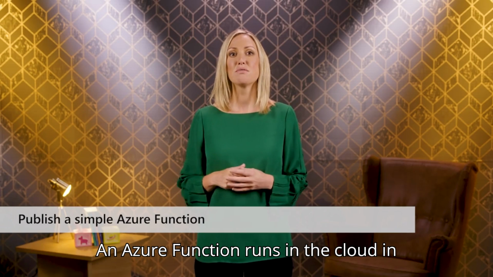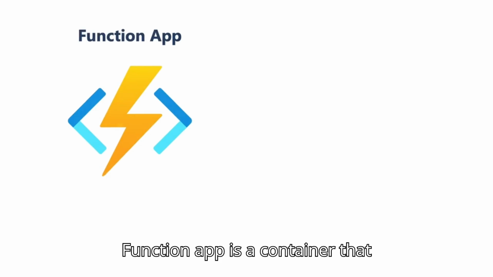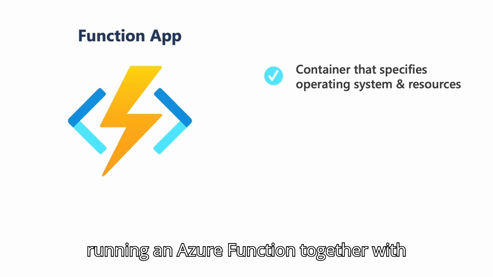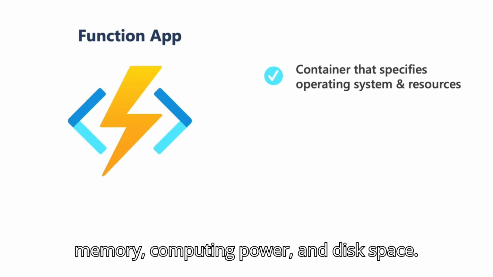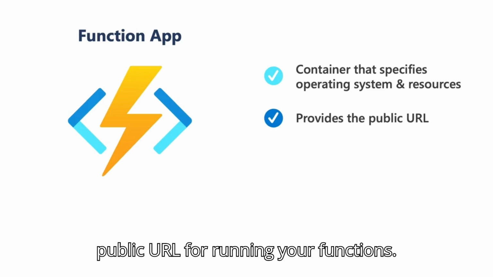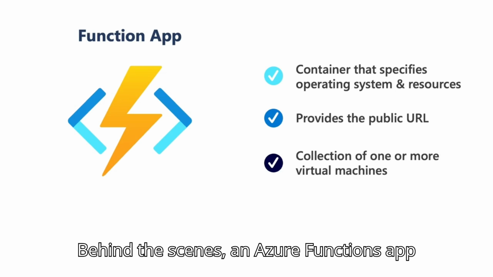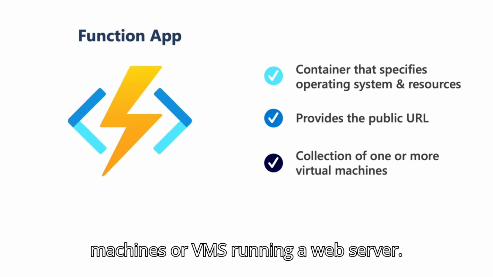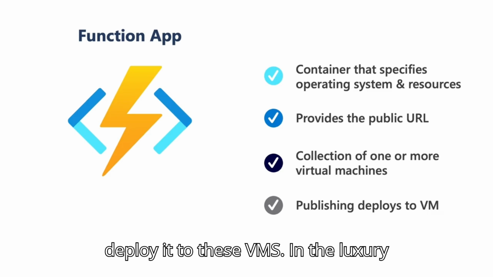An Azure function runs in the cloud in the context of an Azure Functions app. A function app is a container that specifies the operating system for running an Azure function, together with the resources available, such as the memory, computing power, and disk space. The Azure Functions app also provides the public URL for running your functions. Behind the scenes, an Azure Functions app is a collection of one or more virtual machines, or VMs, running a web server. When you publish an Azure function, you deploy it to these VMs.